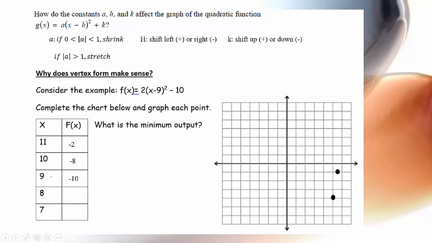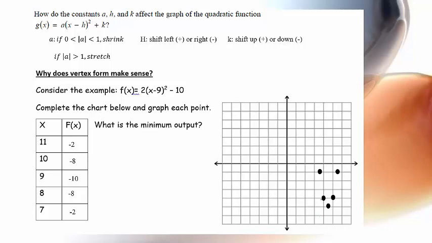Right? If I put 9 in, what happens? Oh, this all becomes 0. So I get negative 10. Okay, cool. And I'm going to try using 8. And what you'll notice is you get negative 8 again. And if you use 7, you end up getting negative 2 again. So obviously I should see a parabola start to emerge, right? Just like it is right here.